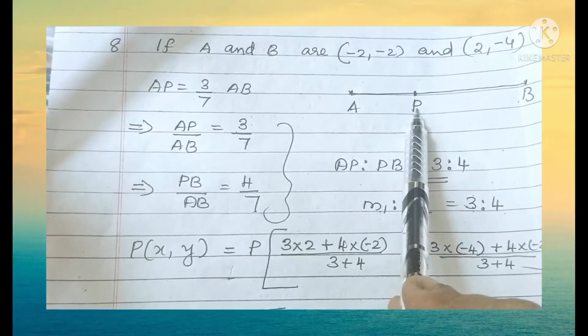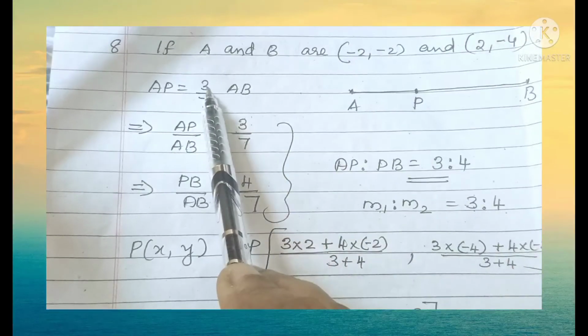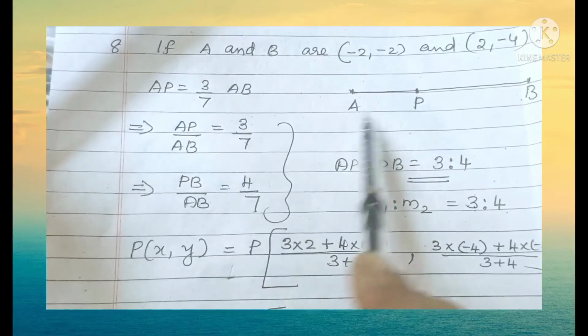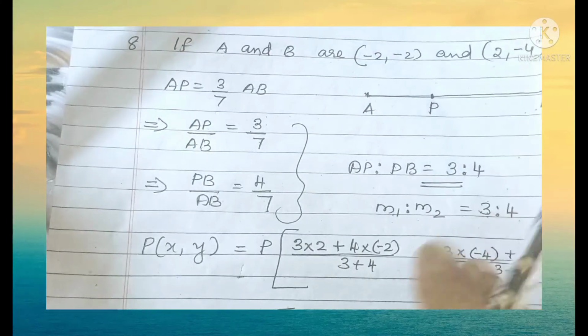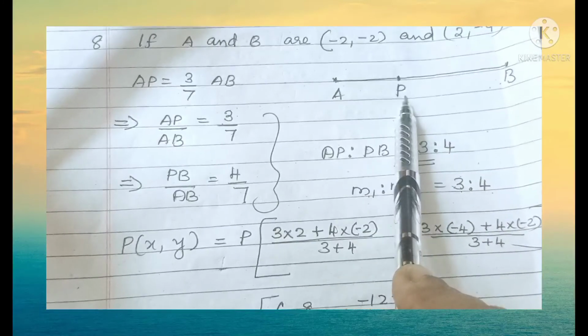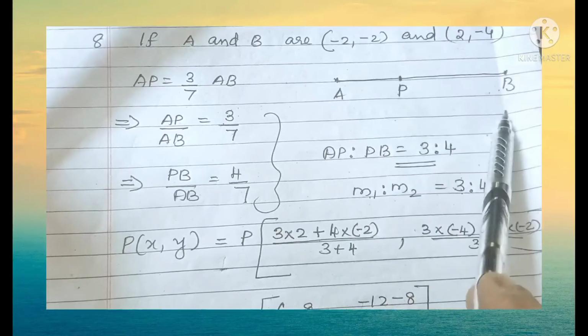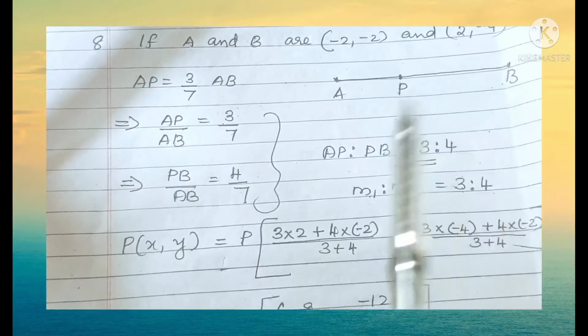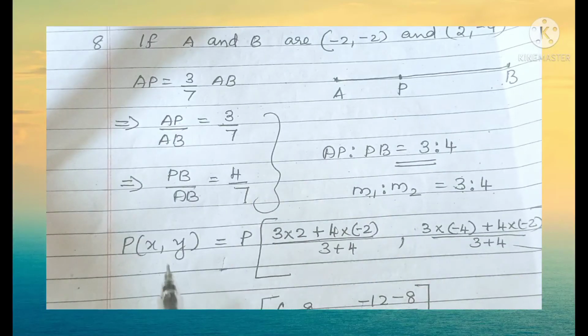Since AP by AB is equal to 3 by 7, let us take total is 7. Total is considered as 7. Out of that AP is 3. Then what is remaining? 7 minus 3 is 4. Then let us take the coordinates of P as (x, y).